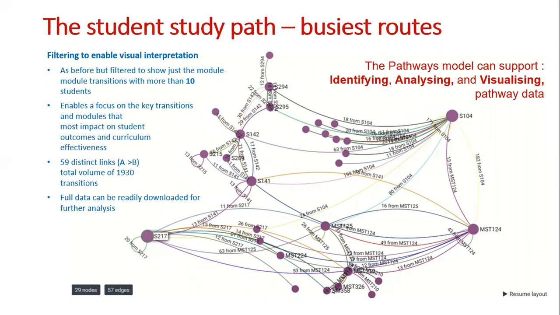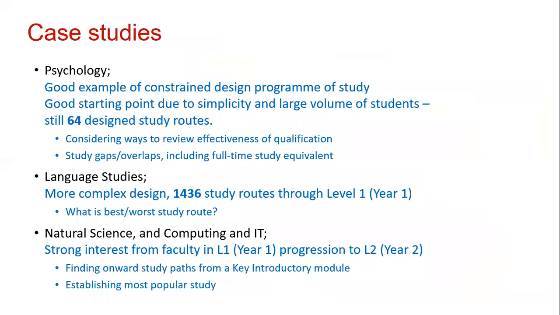We could filter it in different ways if we want to look at different parts or different groups, and then we can also take these data to analyze elsewhere. We've looked at 3 different kinds of area at the moment: a very simple one, a much more complex one, and transitions from year 1 to year 2.